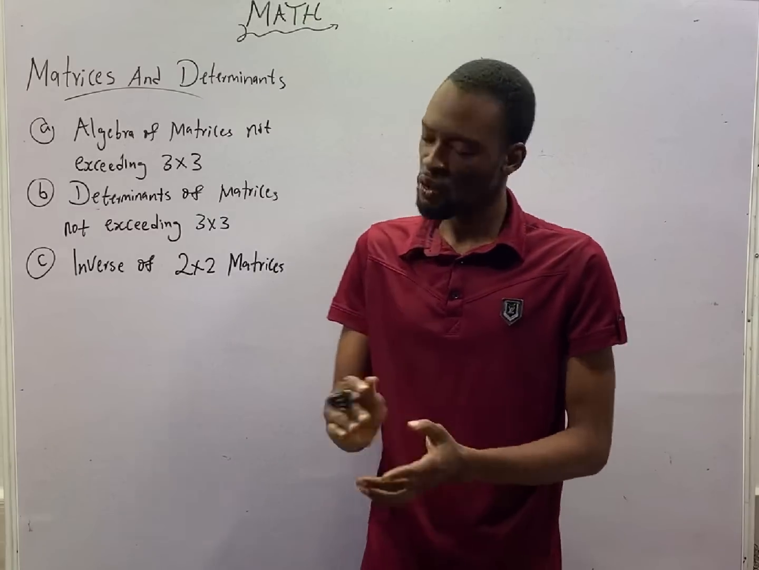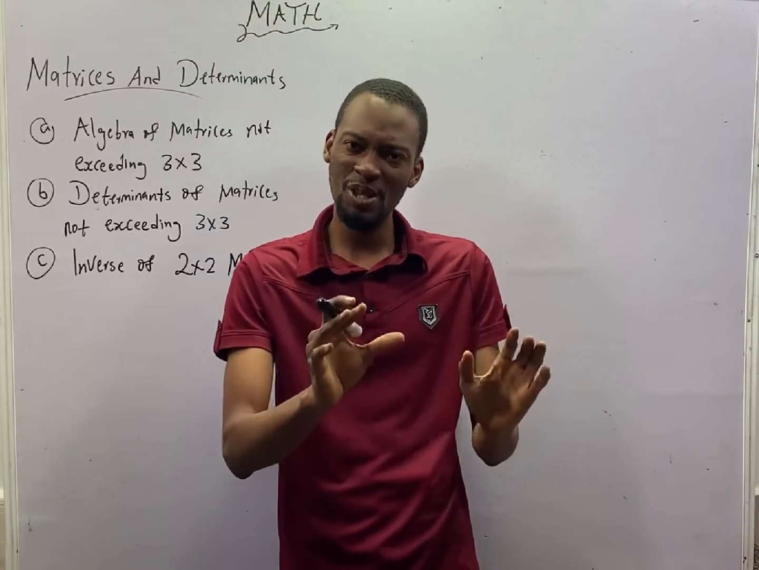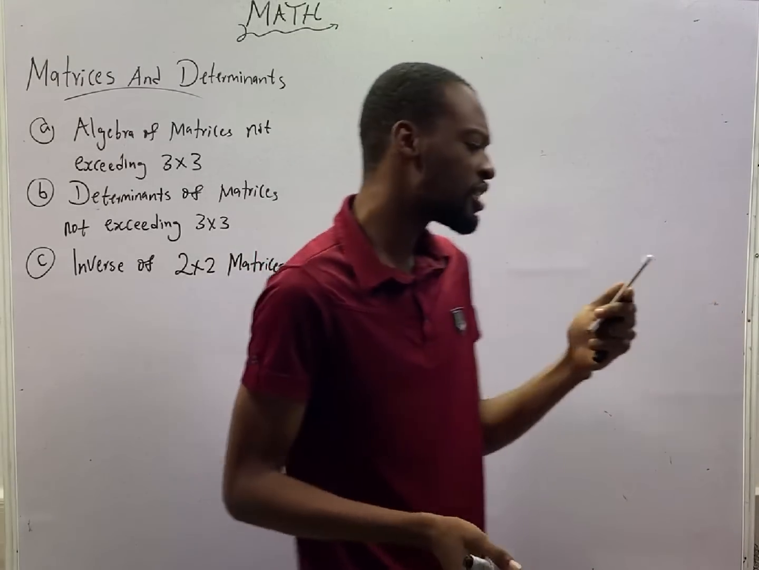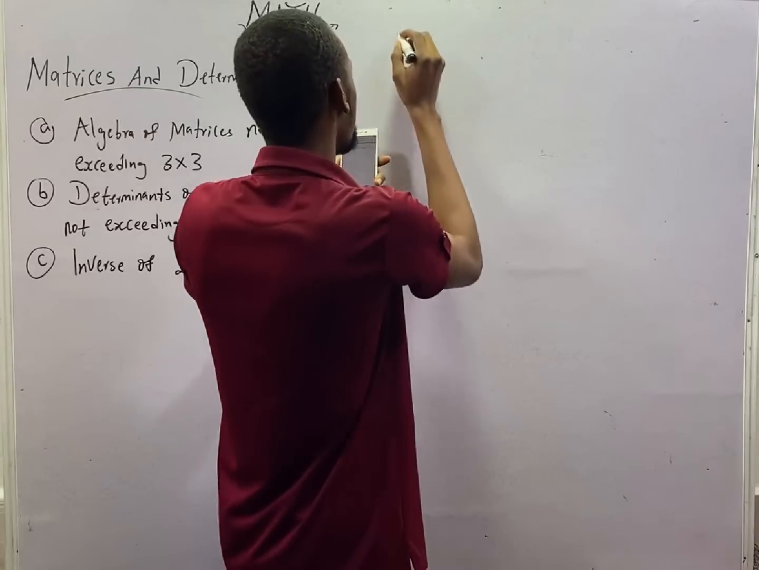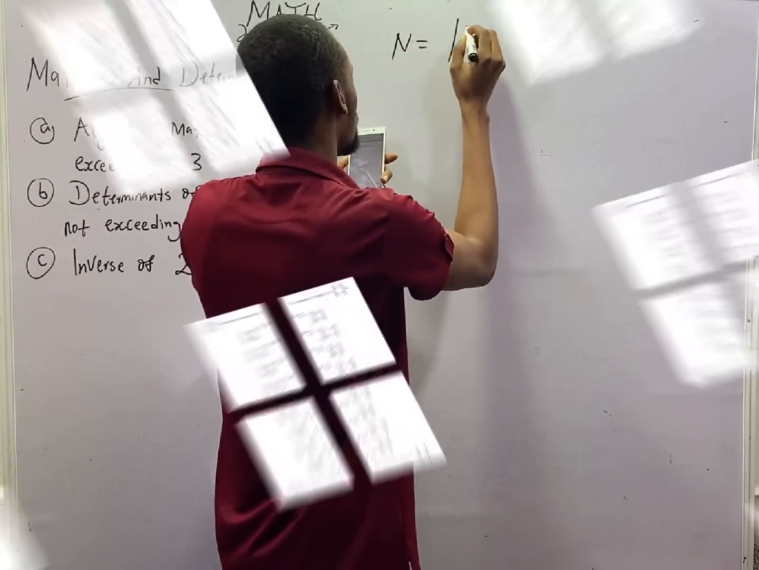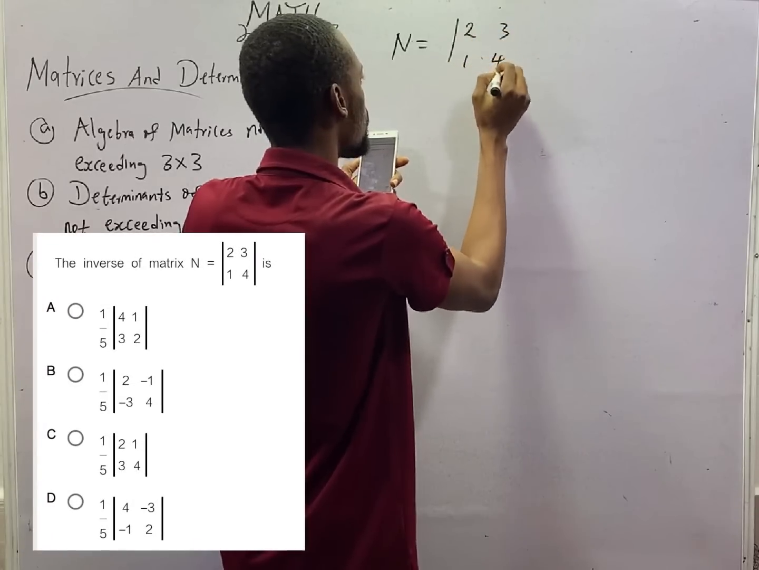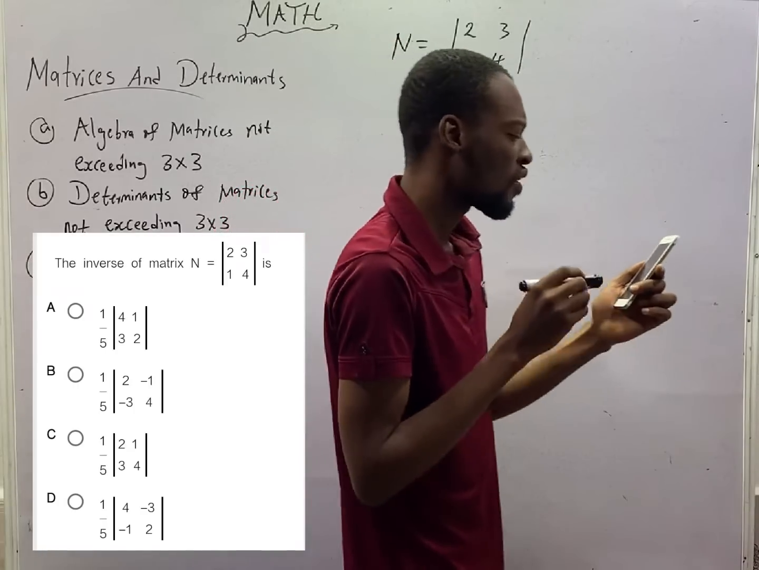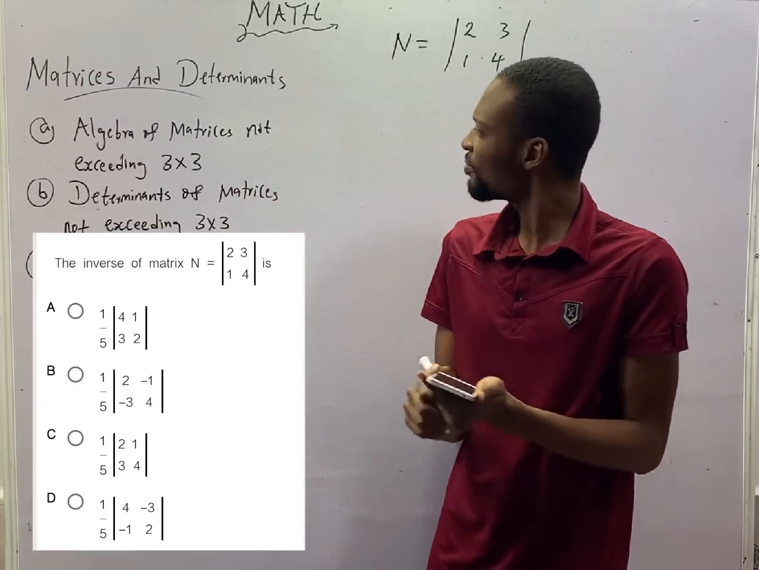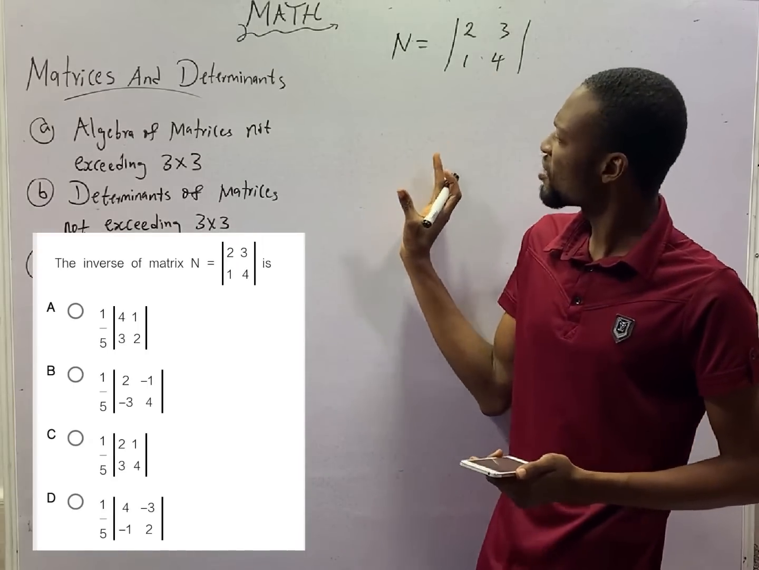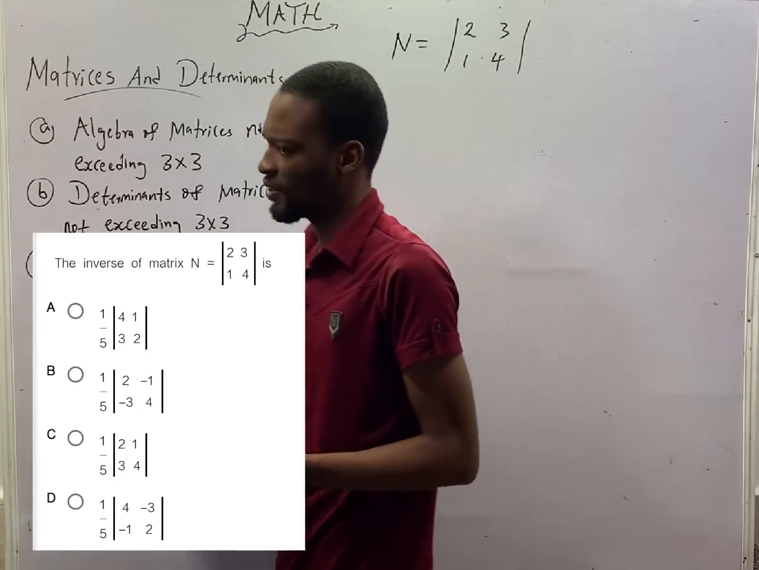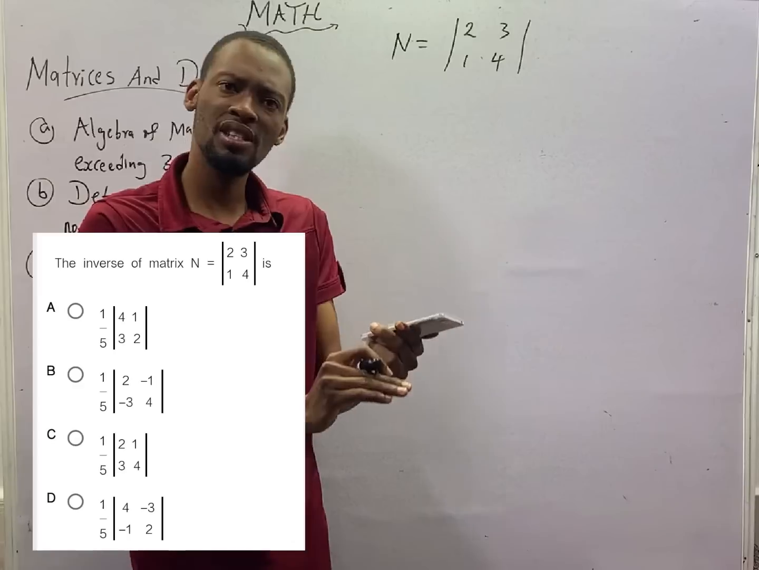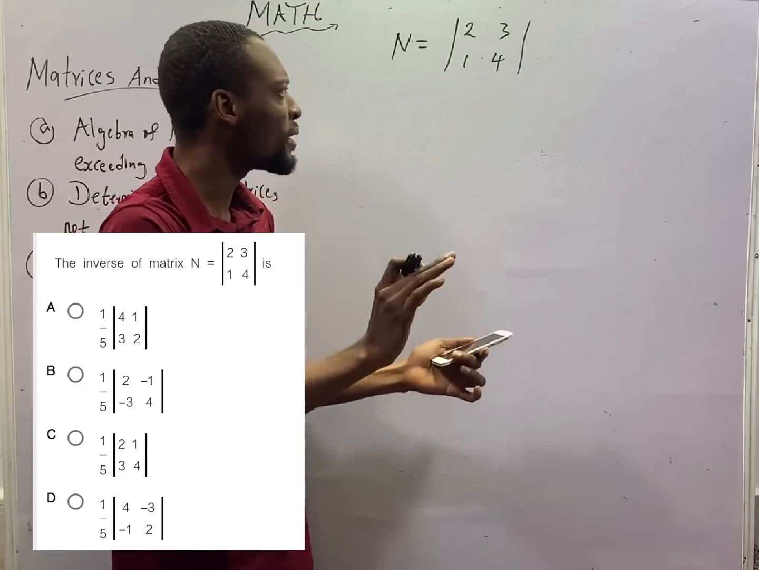In this episode, we shall be answering further questions under matrices and determinants. Now, here is the question before us. It says, find the inverse of the matrix N equals 2, 3, 1, 4. The inverse of the matrix. At the end of this question, you will understand two things: how to find the determinant of 2 by 2 matrices and how to find the inverse of 2 by 2 matrices.